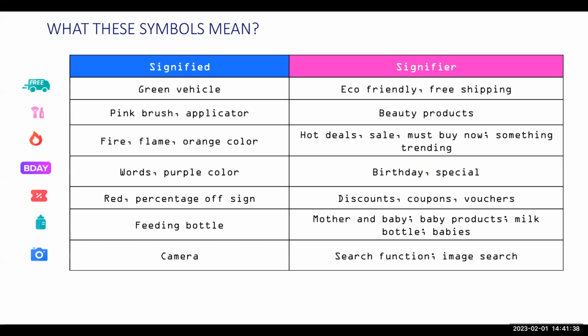Then the red percentage sign, everybody knows it's a discount or coupon, then the feeding bottle, the camera. Now the camera wasn't always clear when we checked with people on the Lazada app. They didn't see it as an image search. They thought it was a camera, and some of them wondered why you have a camera on your app. What does it mean? So it's not always clear to everyone. How do you make it clear for people when you use a symbol? You use symbols which have common or shared meanings, so it's easier for customers using the app to decipher and go forward.